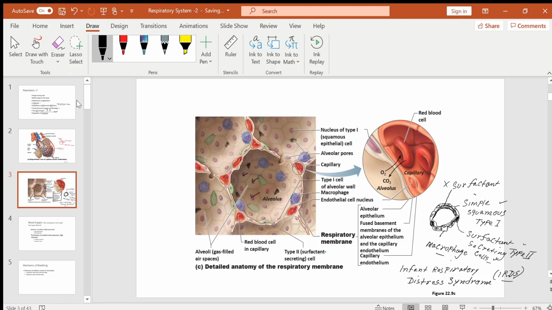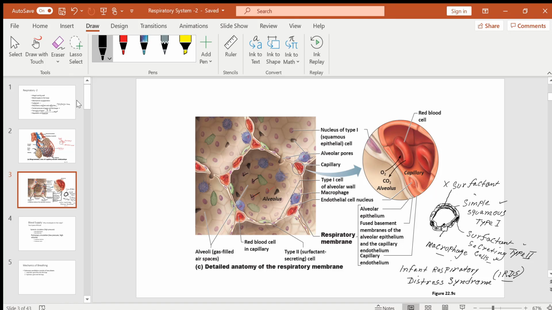The presence of macrophages is helpful here because the air you inhale goes to the lung, and that air might have microorganisms, right? The macrophages present in the wall of each alveolus help to destroy those antigens. So those are three types of cells in the wall of the alveolus.